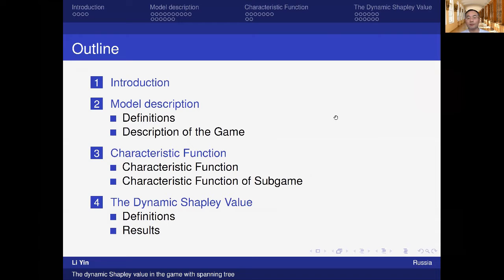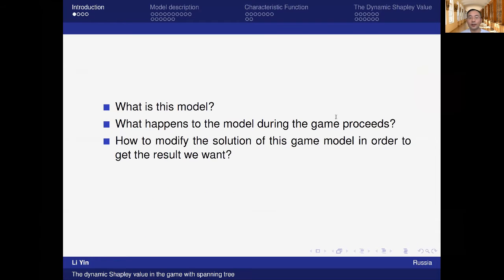This is the outline of the report, and at first I'd like to ask three questions answered by my model. What is this model, what happens to the model during the game process, and how to modify the solution of this game model in order to get a result we want.